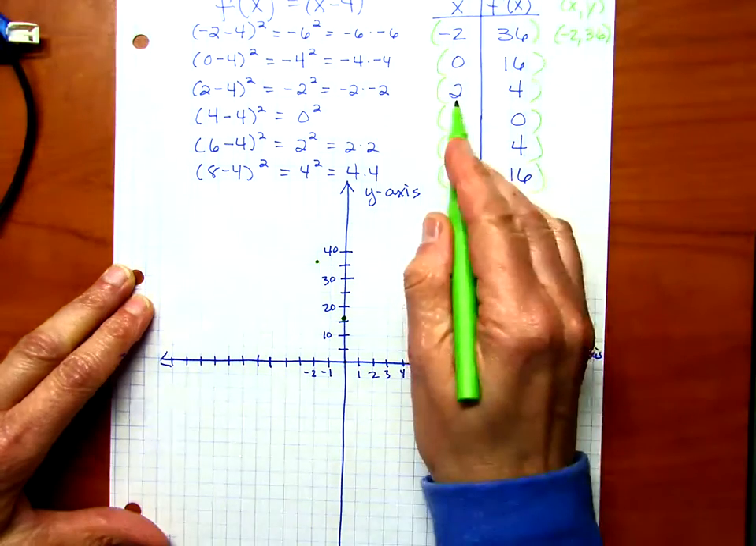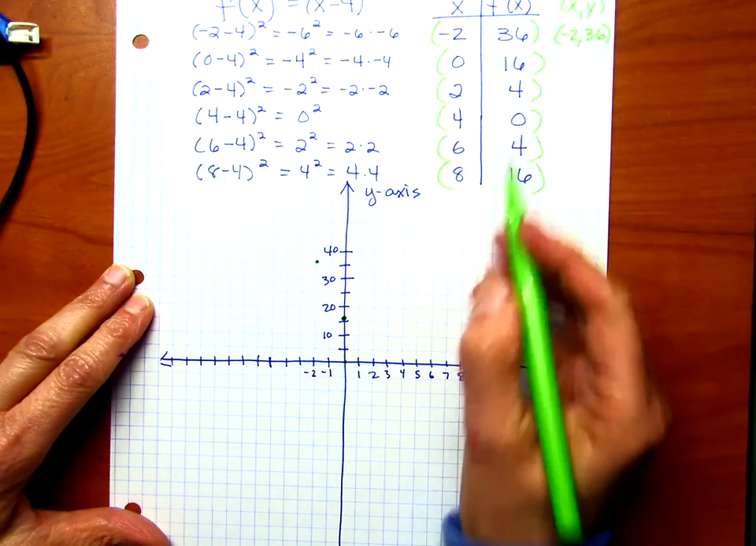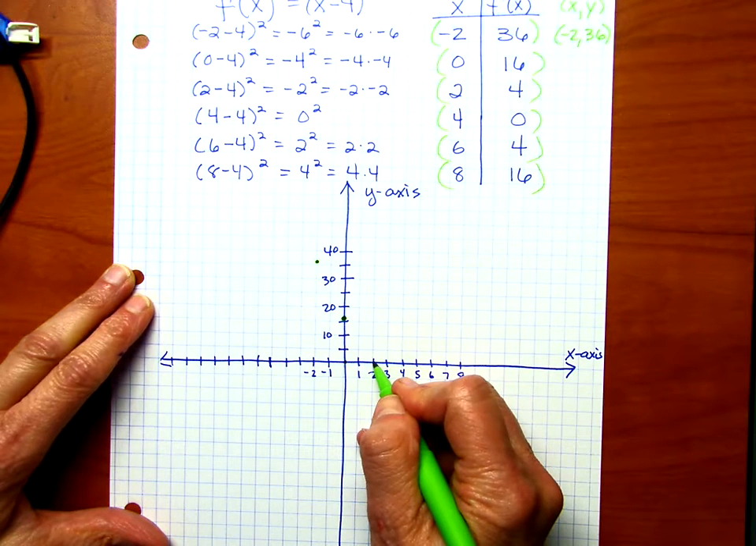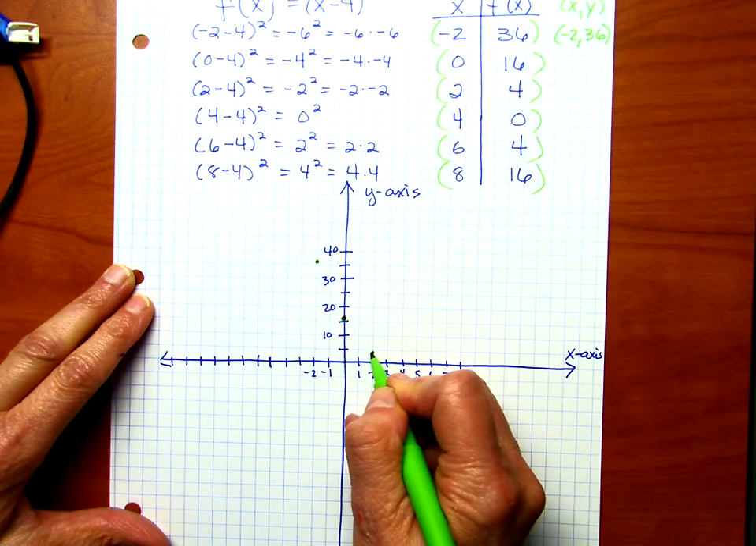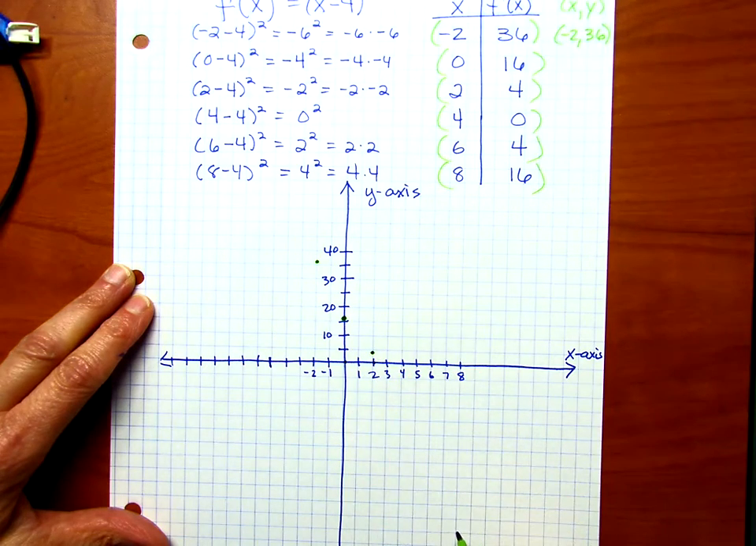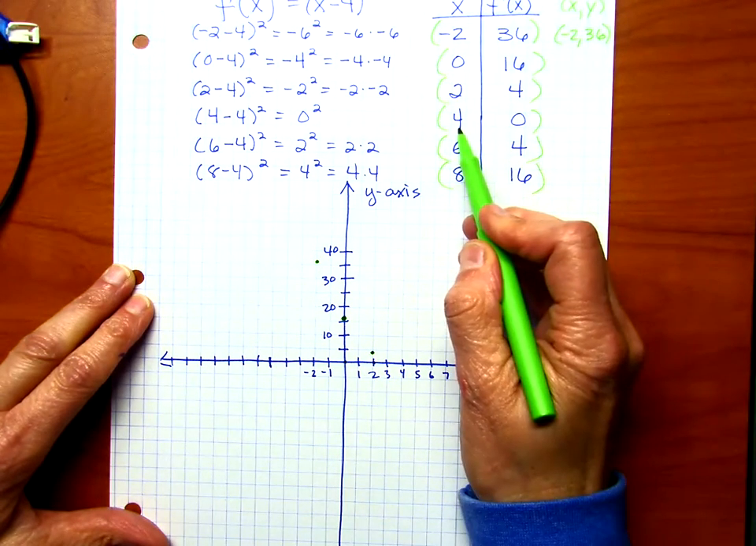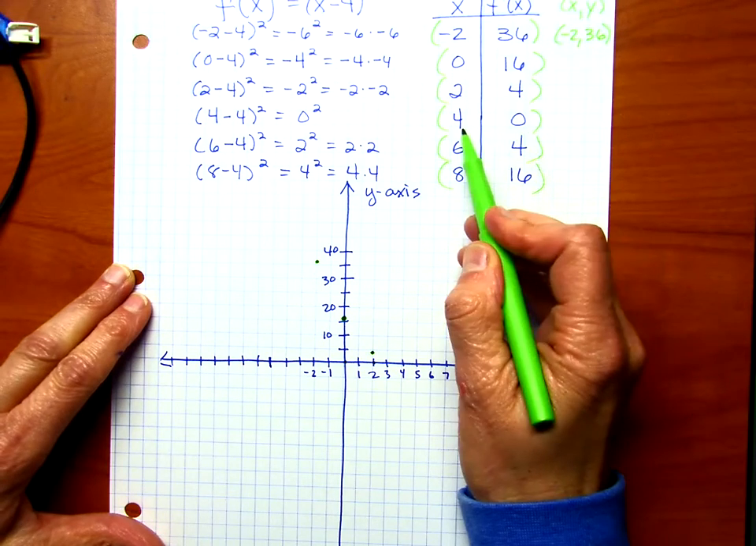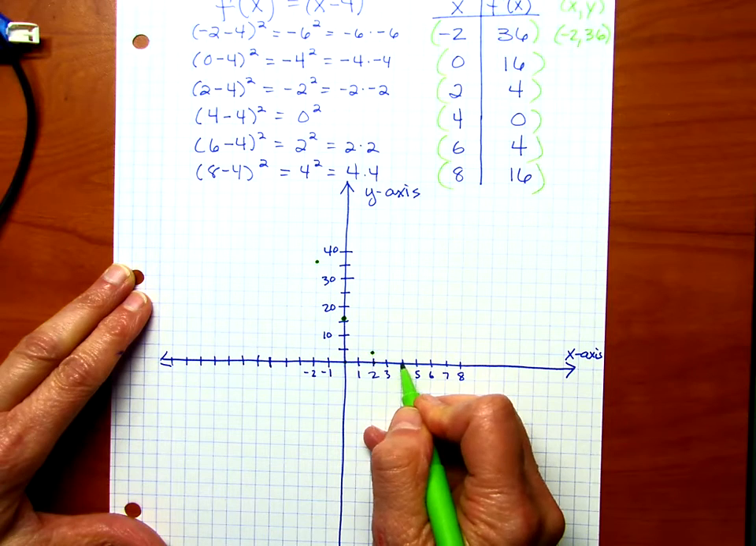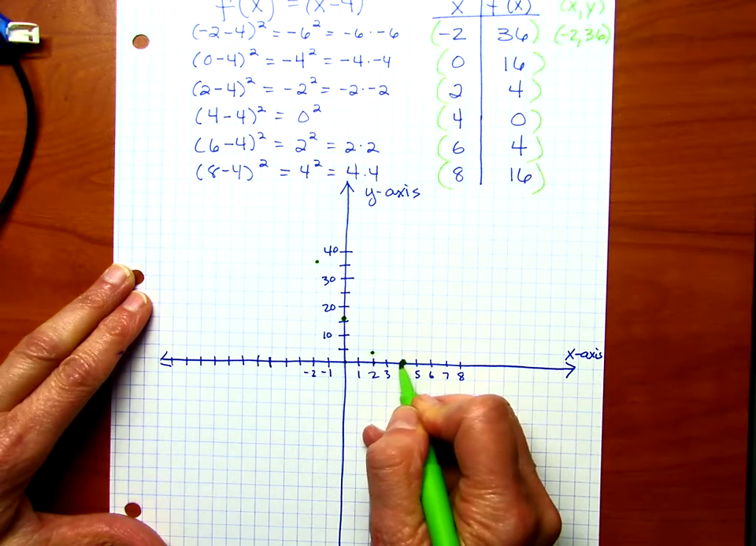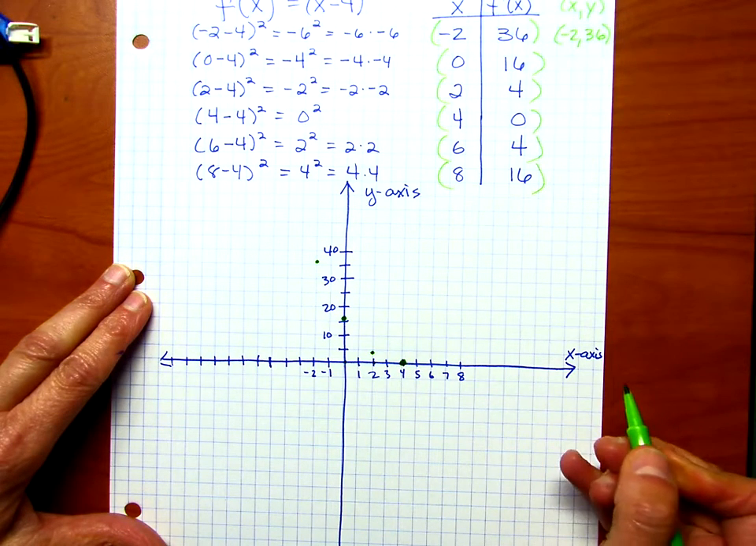Now we've got 2 and 4. So the x is 2, and then we're going to go up 4. Now this one's 5, so it's going to be right around here. All right, the next one is 4 and 0. So the x value is 4, and the y is 0, so it's going to be right on this x-axis here, okay?